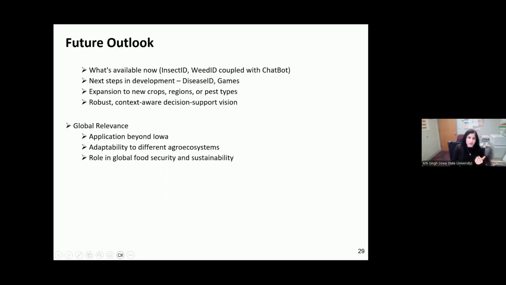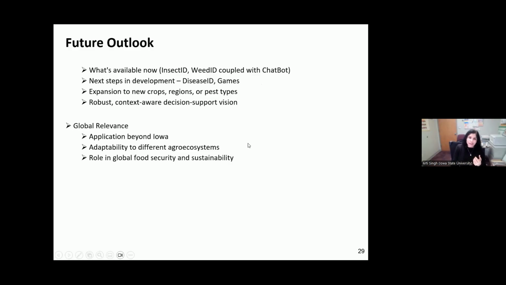The future outlook is that we have worked on insect and weed ID, and we have coupled it with a chatbot. We are working to make our chatbot more robust by training it on more extension documents and making it more context and region specific. We are in the process of developing our disease ID app and games, gamifying some of this work. We are expanding it to new crops, regions, and pest types, and making these chatbots more context-aware decision support tools.